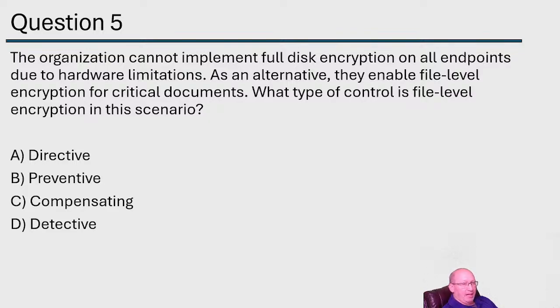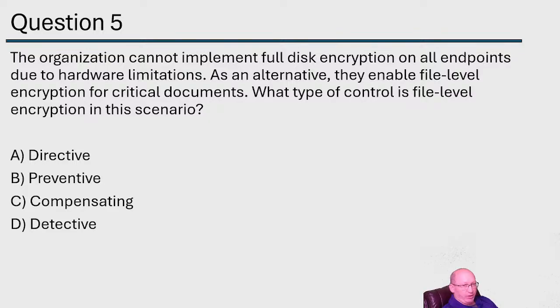Obviously not. Preventive control. I like a preventive control because if you look through it, it's telling us as an alternative, right? So preventive, we're preventing something from occurring. It hasn't happened yet. We can't implement full disk encryption, but we can do this one instead. Preventive control, definitely in my top 2. Then we have compensating control. I like compensating as well because we had full disk encryption and then we couldn't do it. So we did this. And if you remember, compensating control is meet or exceed the problem. And so it could be compensating control.